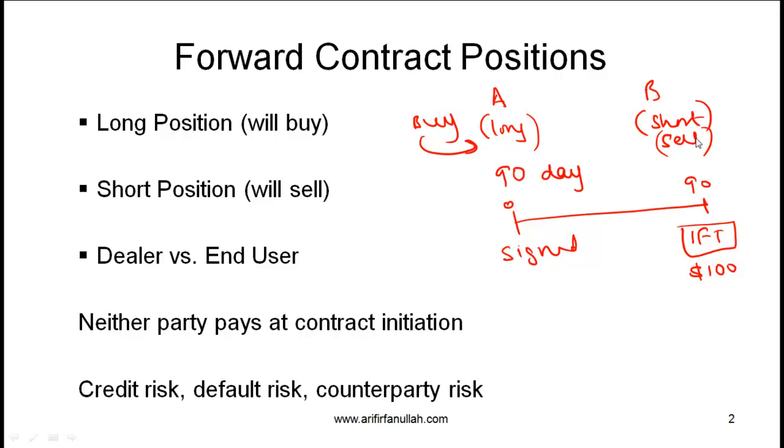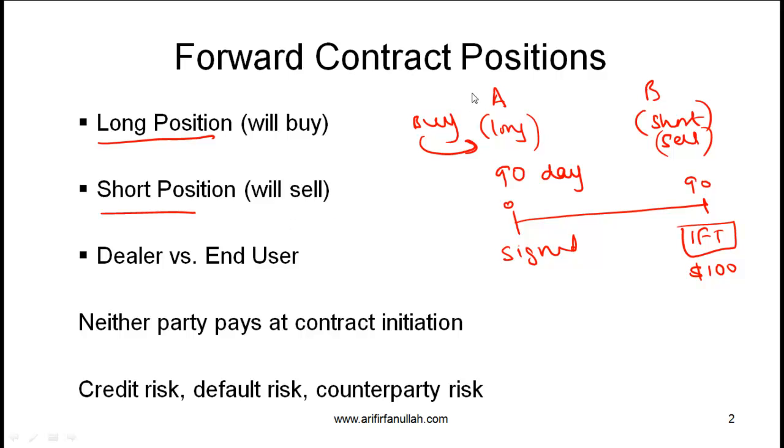The short party is the one committing to sell, and the long party is the one committing to buy. The underlying asset here, sometimes referred to simply as the underlying, is one share of IFT, and the contract price, which is the price at which A will buy from B, is 100. Now all these terms will make sense. I'm repeating this several times, but it will help you understand. The long position is the position that A has taken, a commitment that A will buy. The short position is the position that B has taken, a commitment that B will sell.